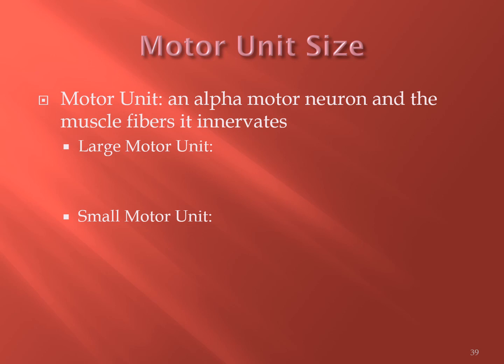So, again, a motor unit basically represents the factory that we just described, and an alpha motor neuron is like the boss, and the muscle fibers that he innervates are all your workers in your factory. We can have a large motor unit, which is made up of greater than 300 muscle cells and is usually a fast fiber. So usually fast fibers, type 2A and type 2X fibers, are going to be large motor units.